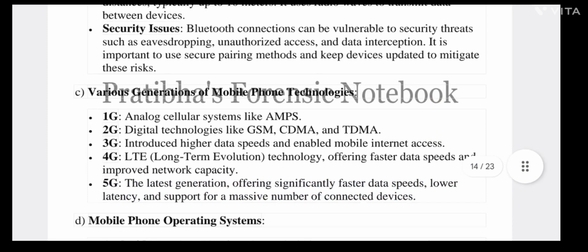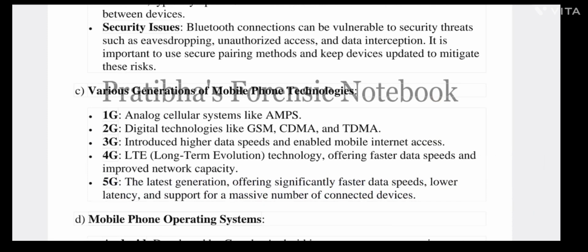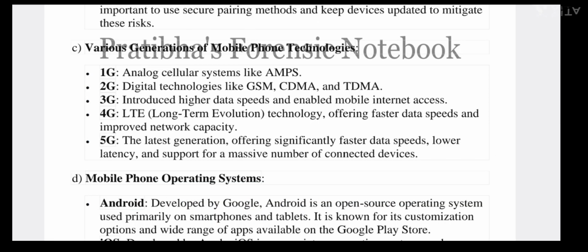Then I hope you already know the function of Bluetooth, and you can also study this. You can see the SIM card generations written here.